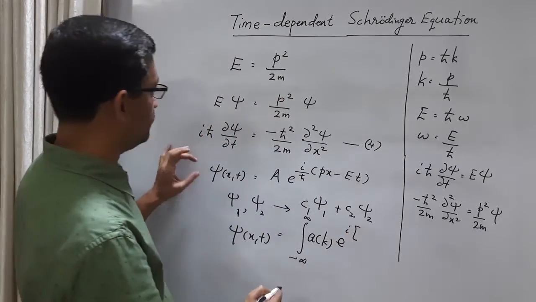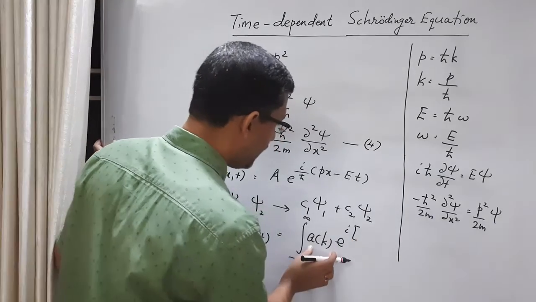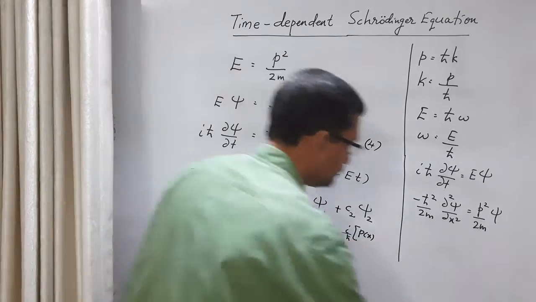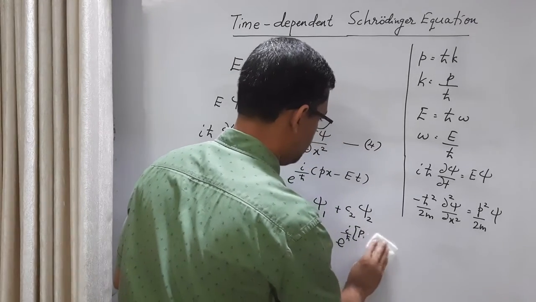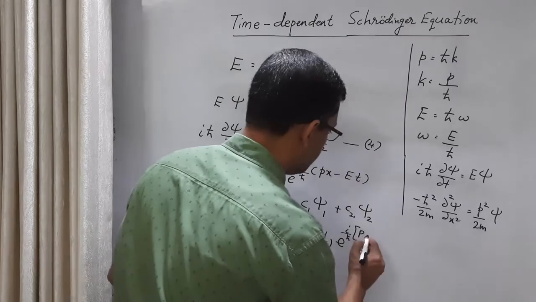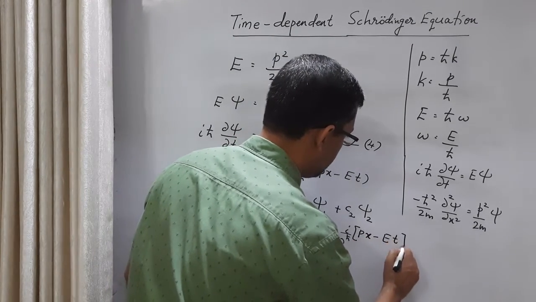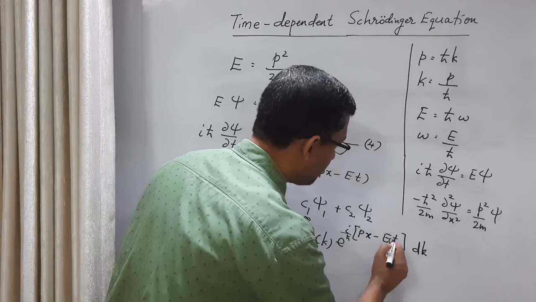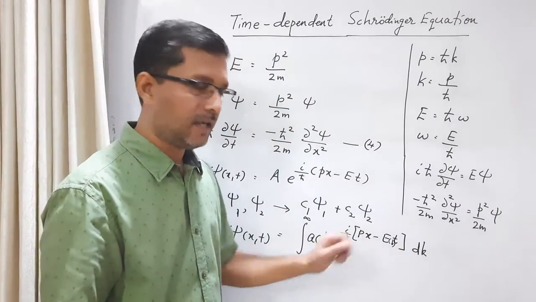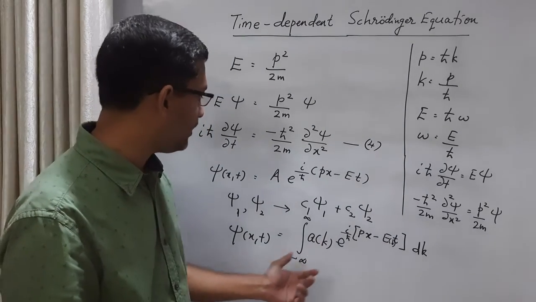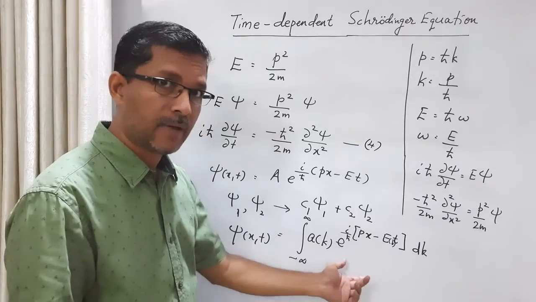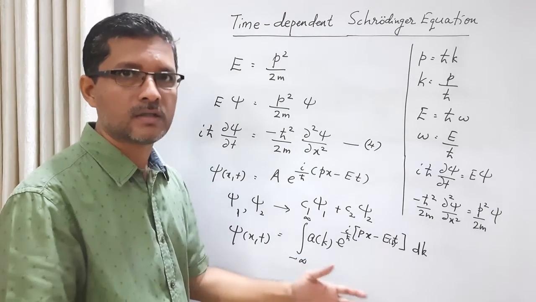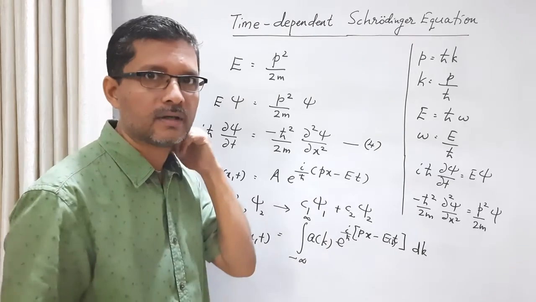Then we can use plane waves of this form, with an amplitude which depends on k, e raised to i by h cross, and in this case this E may vary with k. E need not be constant, it may vary with k. So this type of a plane matter wave packet is a Fourier integral which represents a matter wave packet. This can be the solution of the general Schrodinger equation involving a potential energy function.